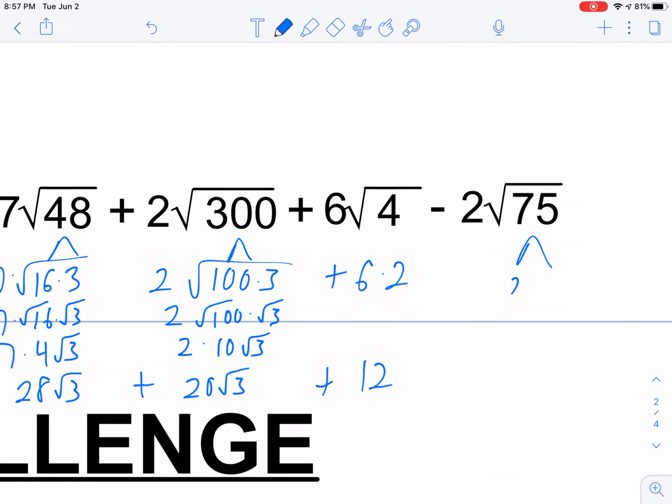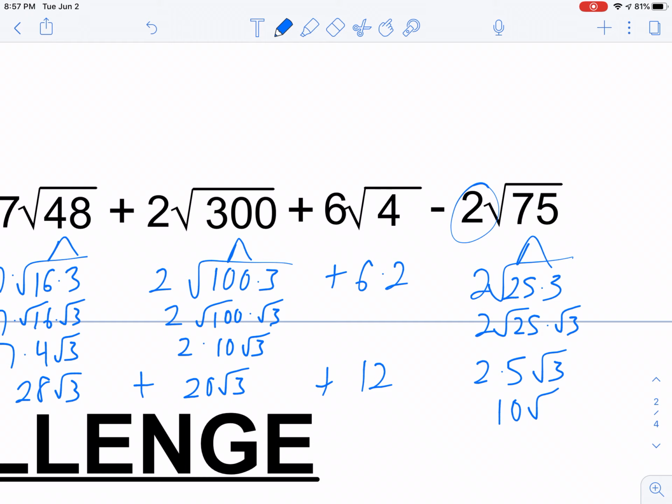And then 75 is 25 times 3. Square root of 25 times square root of 3 is going to be 5 root 3 times this 2 that's already in front. So you get 10 root 3, and there's a minus sign there.